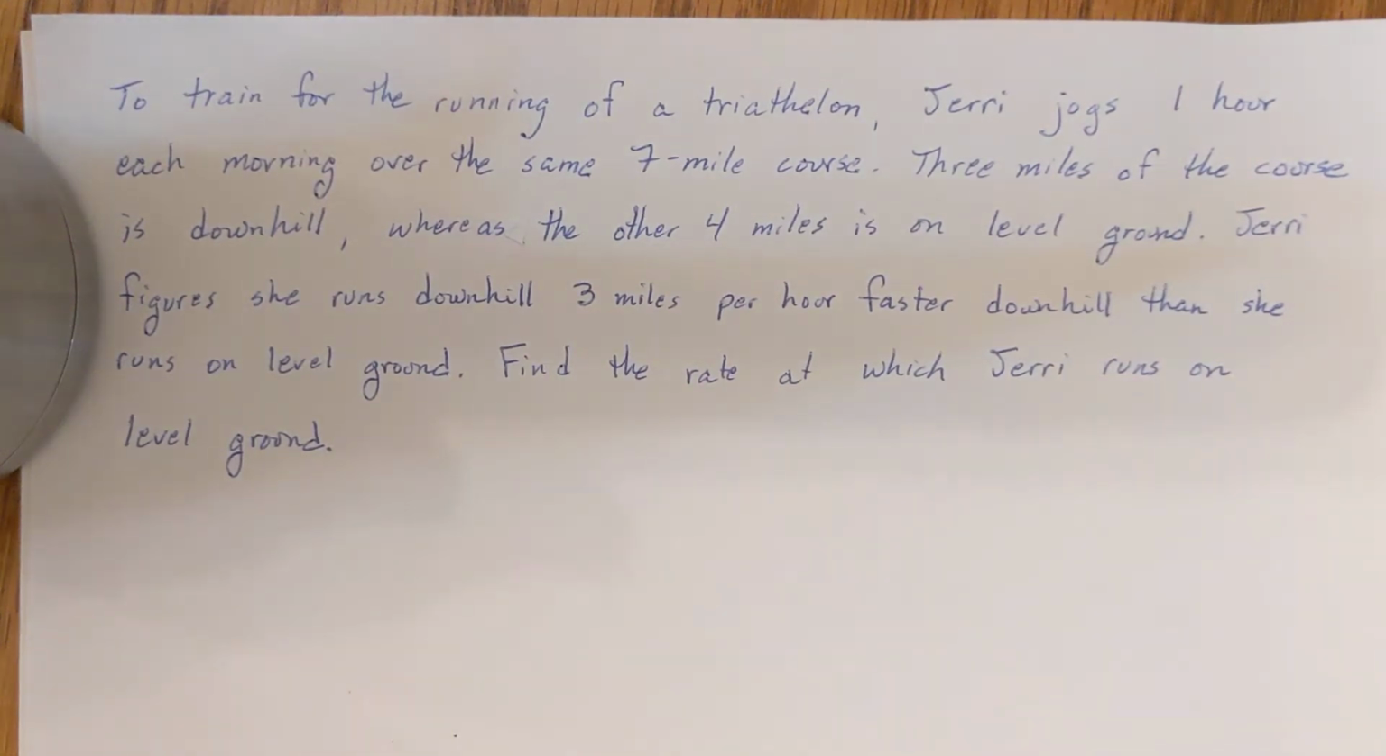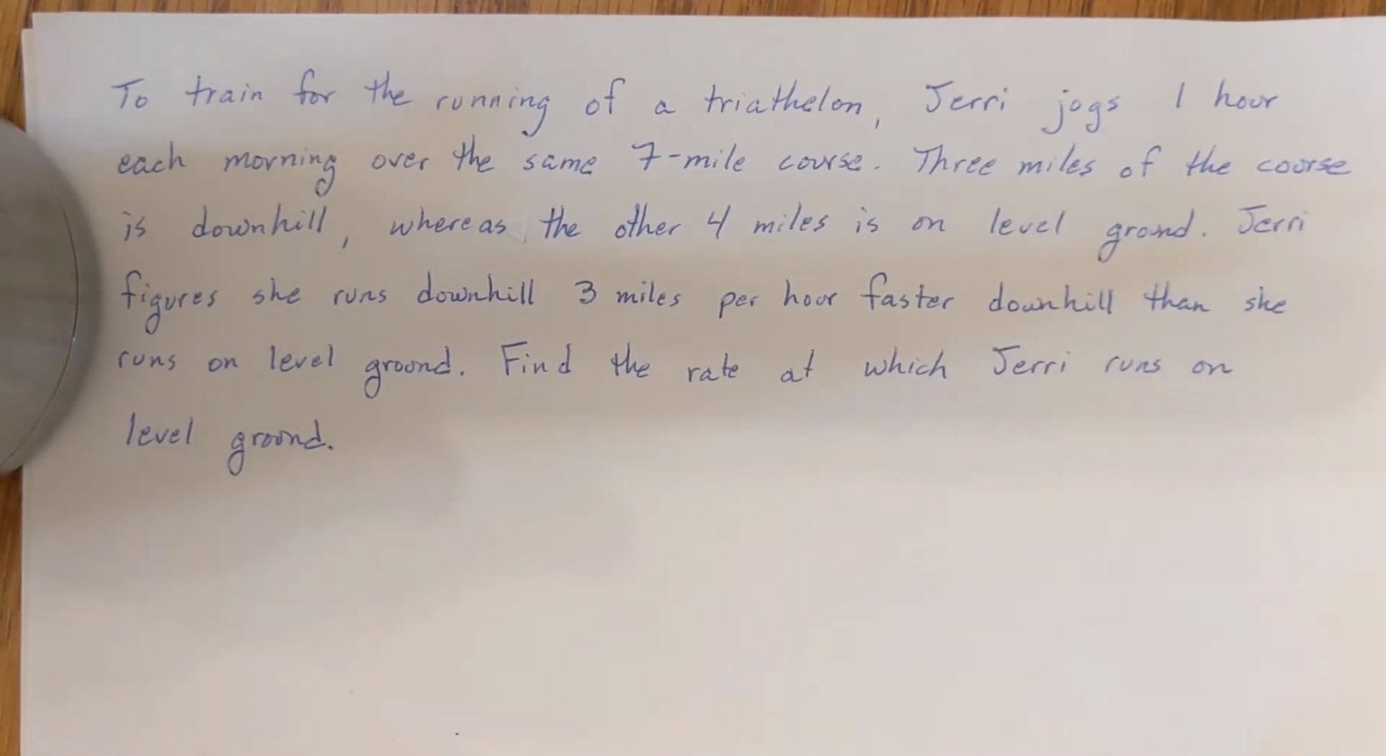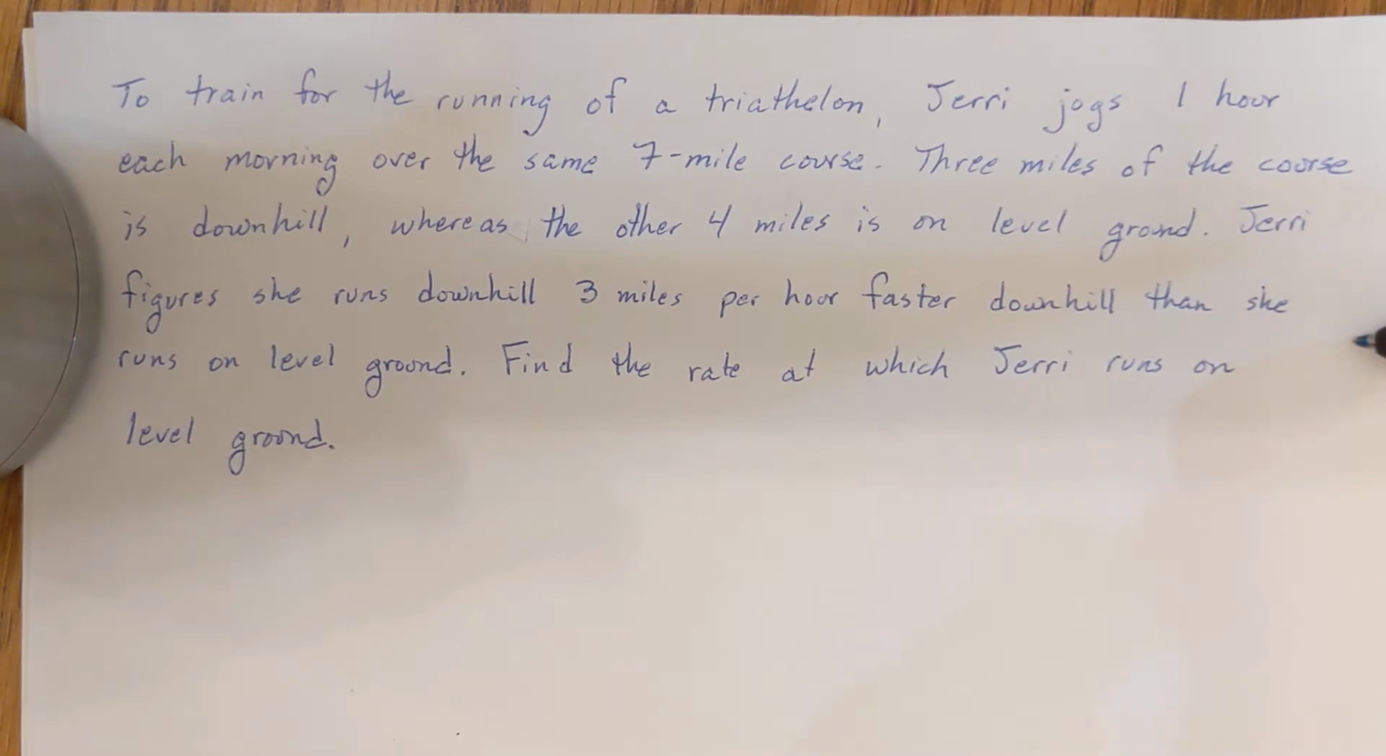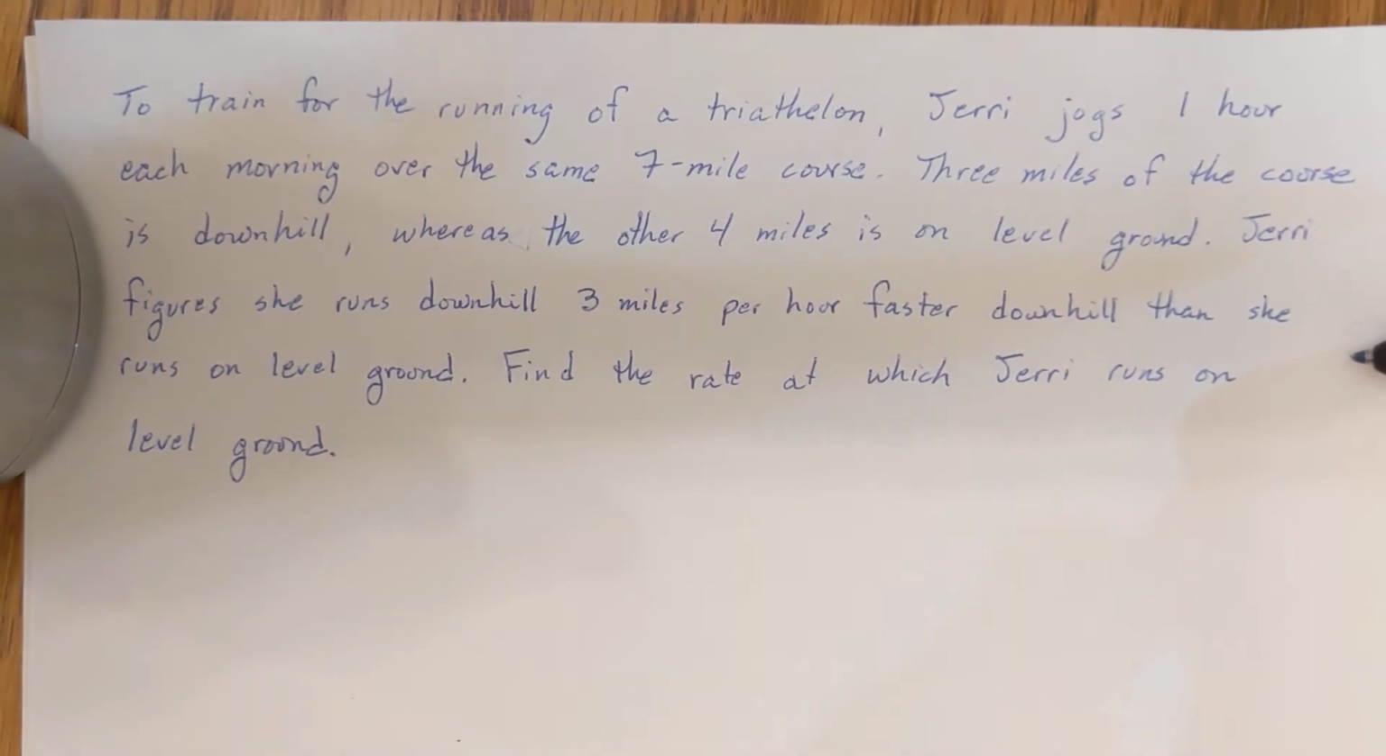We're working on word problems with rational equations. To train for the running of a triathlon, Jerry jogs 1 hour each morning over the same 7-mile course. 3 miles of the course is downhill, whereas the other 4 miles is on level ground. Jerry figures she runs downhill 3 miles per hour faster than she runs on level ground. Find the rate at which Jerry runs on level ground.